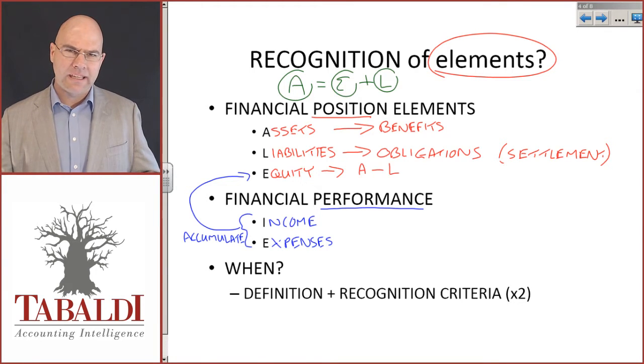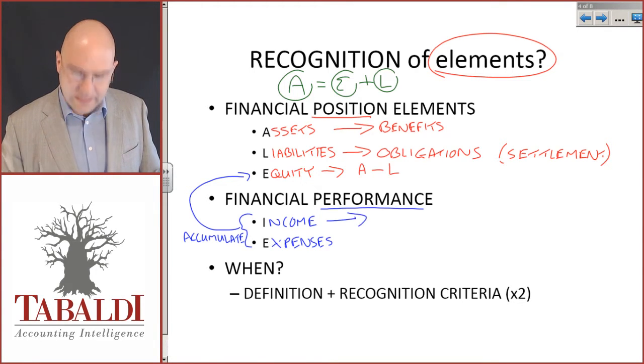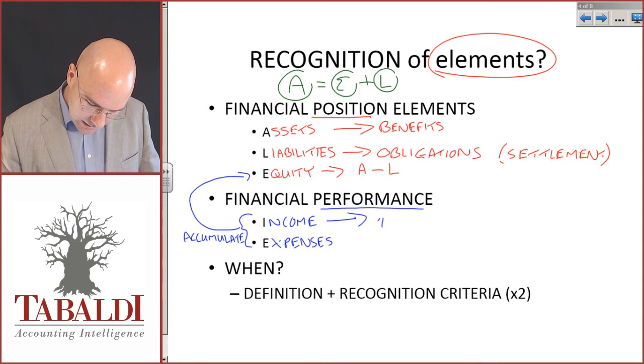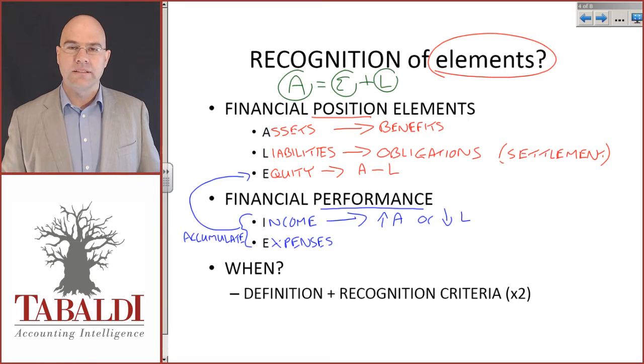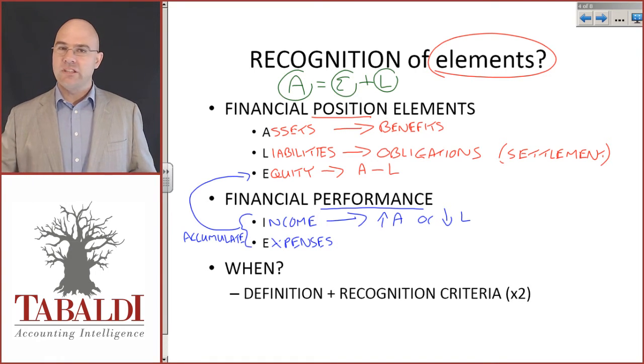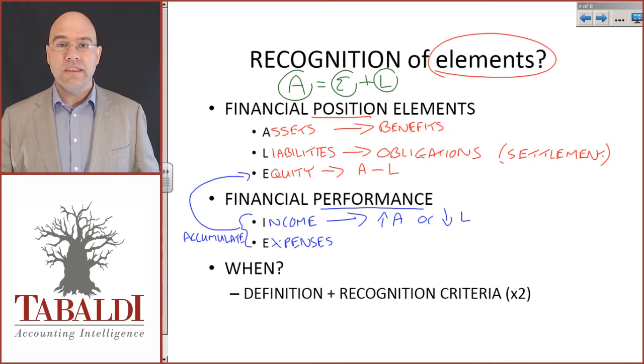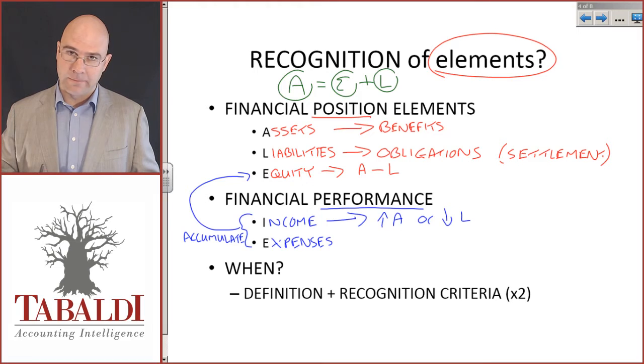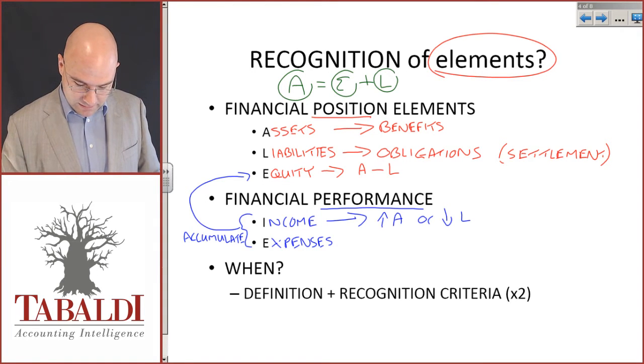How do I define income then? Well, along with an income, either there's going to be an increase in an asset or a decrease in a liability. There's one scenario where that happens where it's not income, is where companies issue shares. Then there's a direct transaction with a shareholder. That's not income. That's equity by itself.